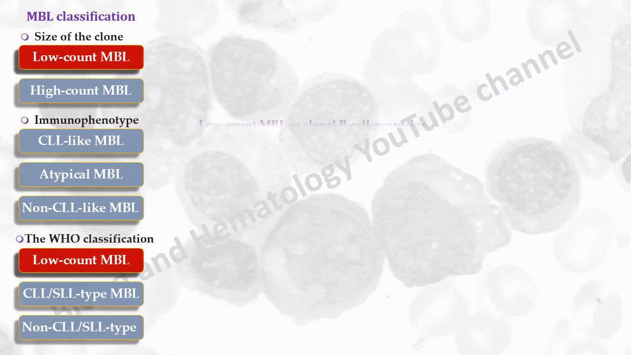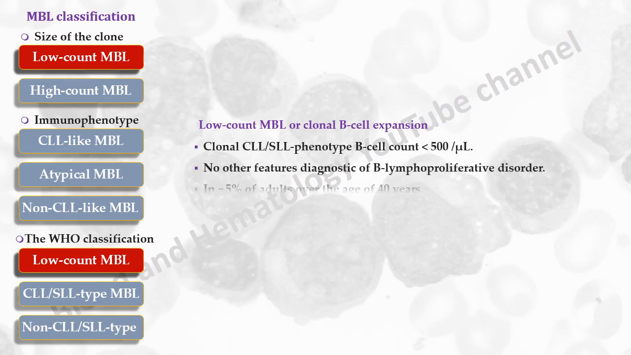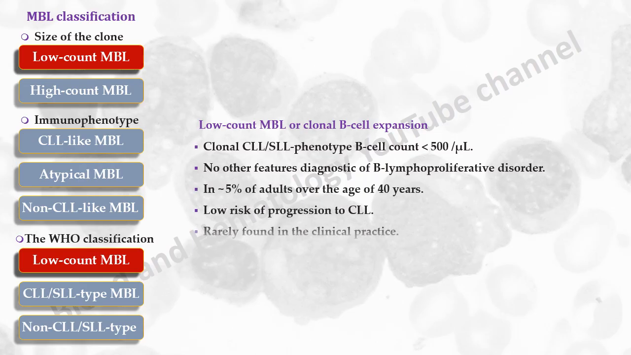In low-count MBL, clonal CLL/SLL phenotype B-cell count is less than 500 per microliter with no other features diagnostic of B lymphoproliferative disorder, and can be detected in about 5% of adults over the age of 40 years. Low-count MBL has a low risk of progression to CLL, and is rarely found in clinical practice, since high-sensitivity techniques are required for its detection.